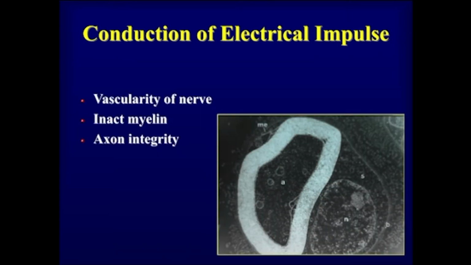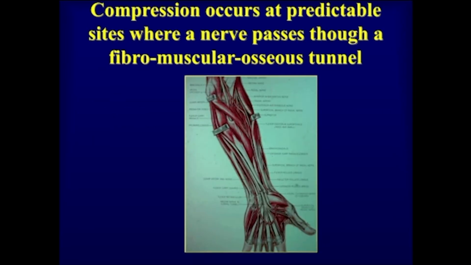In addition to vascularity, conduction of electrical impulses requires intact myelin for those large fibers which provide most of our sensibility and motor function. In addition to having intact myelin, the integrity of the axon is critically important for neurological function. It's also very important for us to have a firm understanding of the anatomy of the forearm, wrist, and hand, because nerve compression syndromes predictably occur where nerves pass through fibromuscular osseous tunnels.